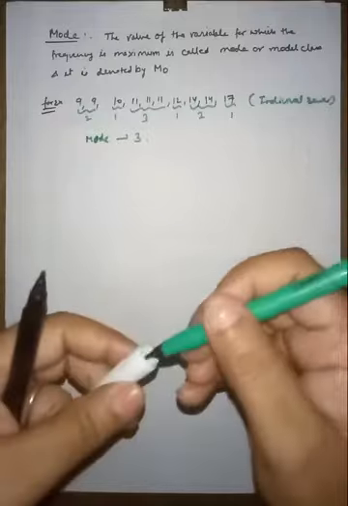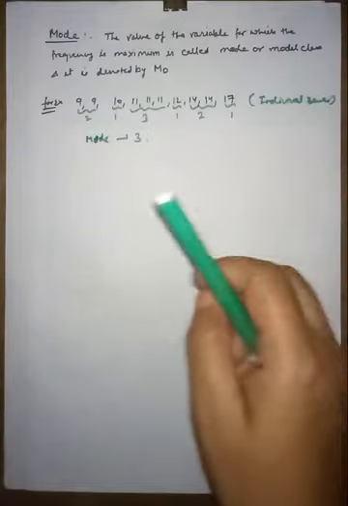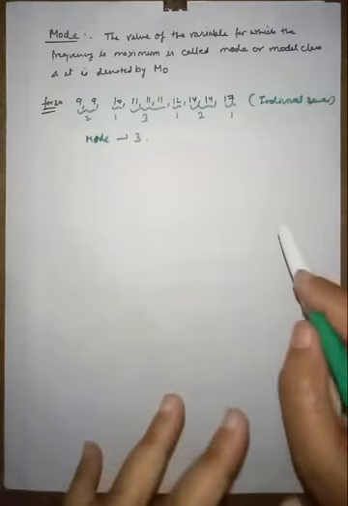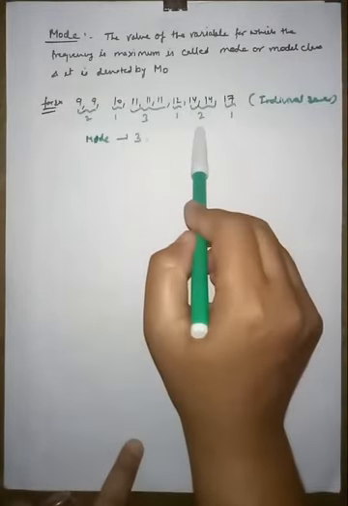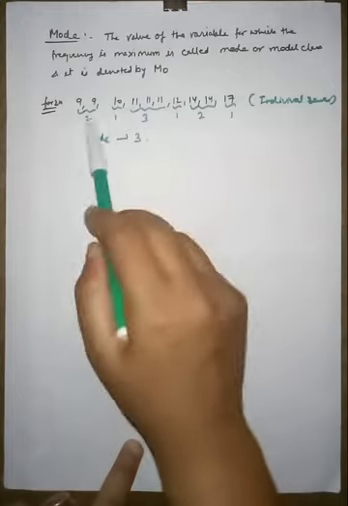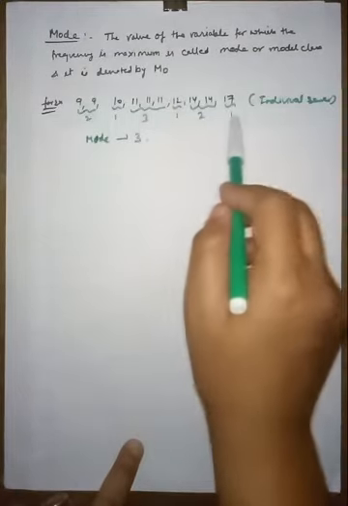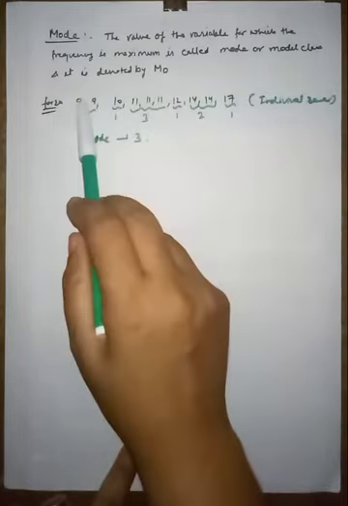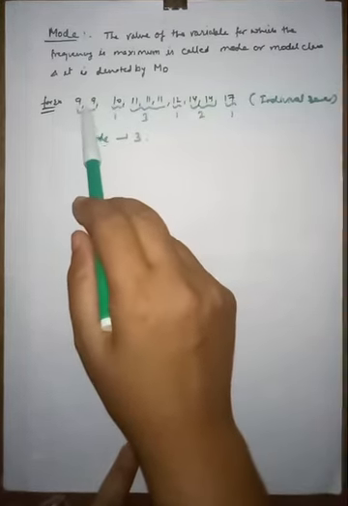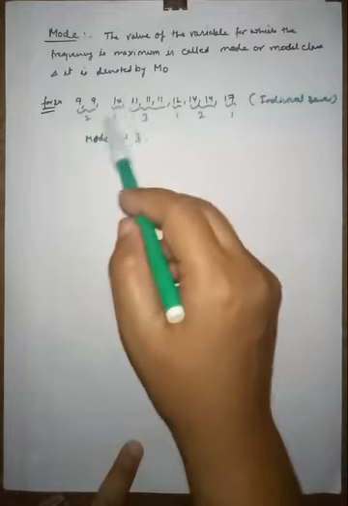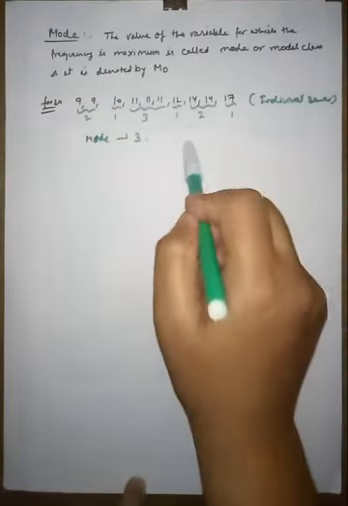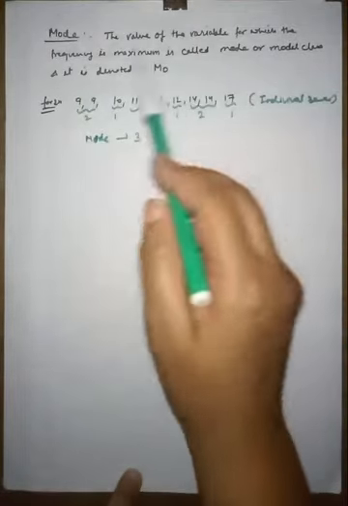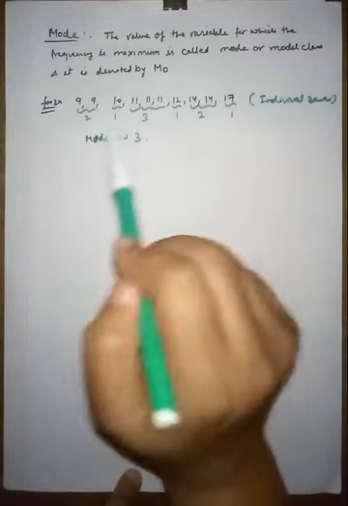Friends, note that if each value occurs only once, then there is no mode, or you can say all the values are modes. Suppose no value occurs 2 times or 3 times, so if each value occurs only once, then there is no mode, right? Or you can say all the values are the modes.